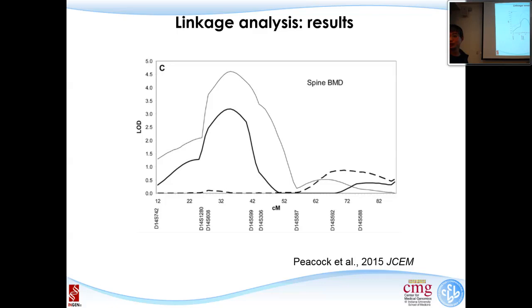Again, you can see the linkage regions are very wide. Even for the peak region, it's still from 32 to 42. It's pretty big. You can see for the combined analysis, it covers almost 1/3 of the chromosome.